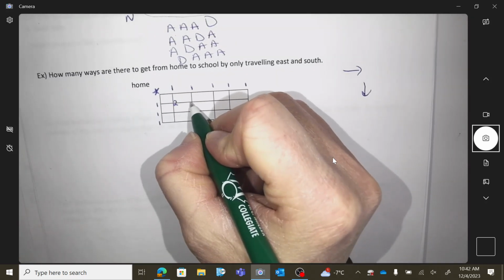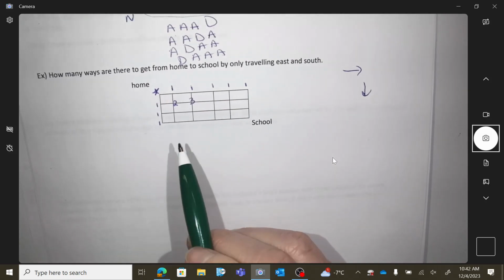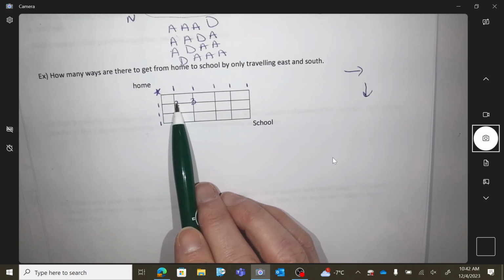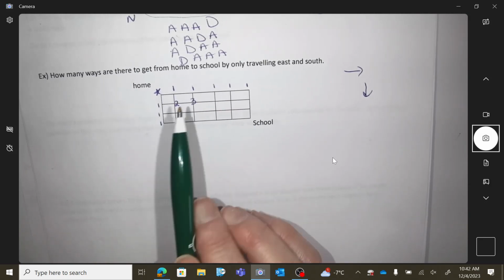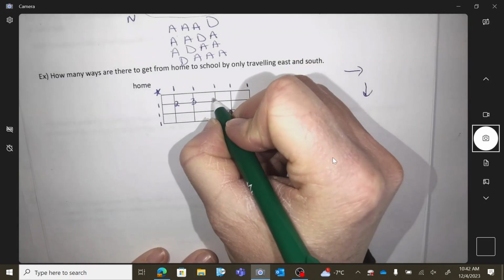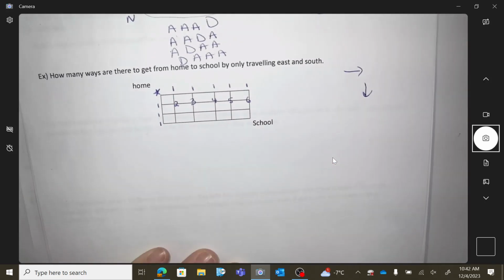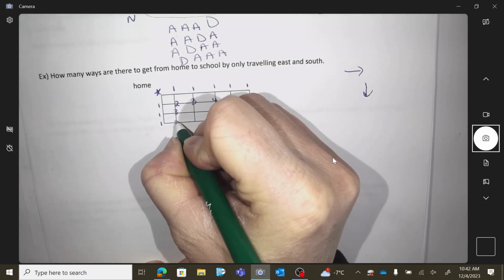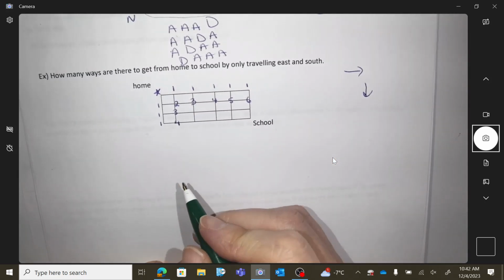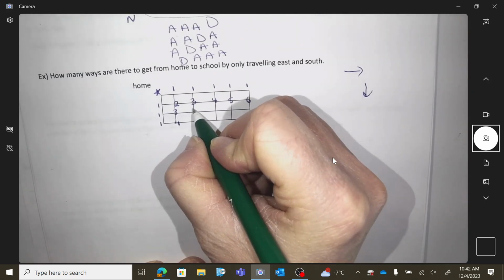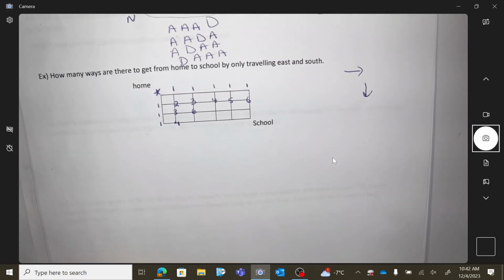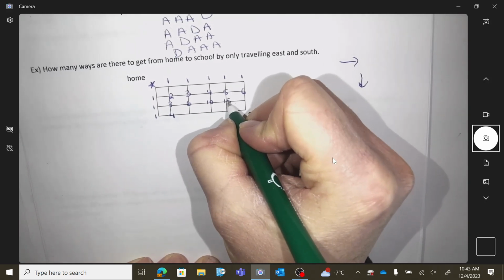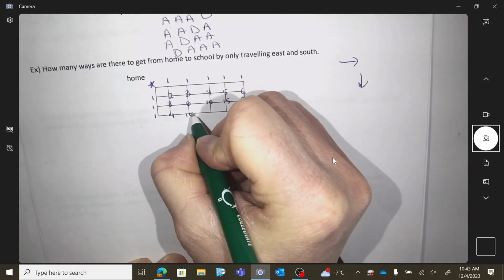To get to this intersection, there would be three ways. I could move over, over, down. I could move over, down, over, or down, over, over. 4, 5, 6. This would be a 3, and this would be a 4. This would be a 6. What am I doing? Adding. This would be a 10, 15, 21. Keep adding.